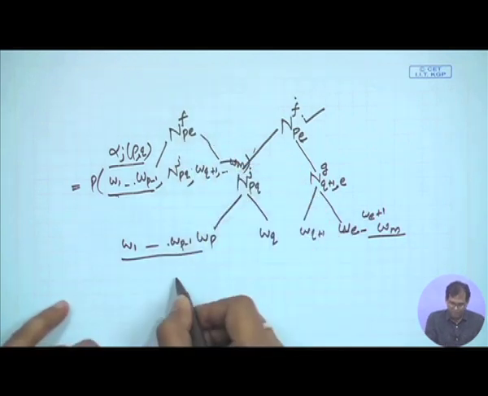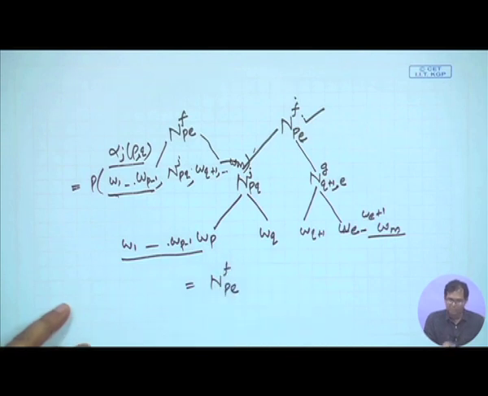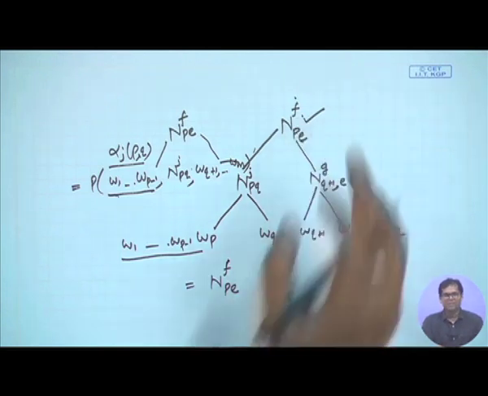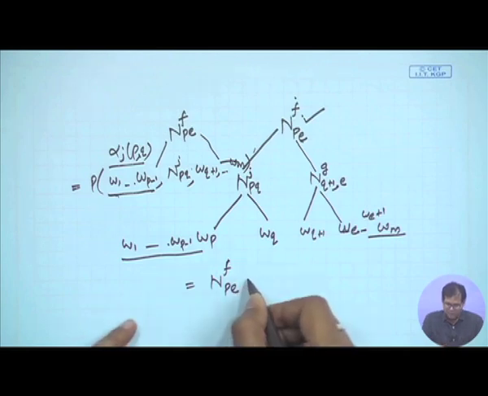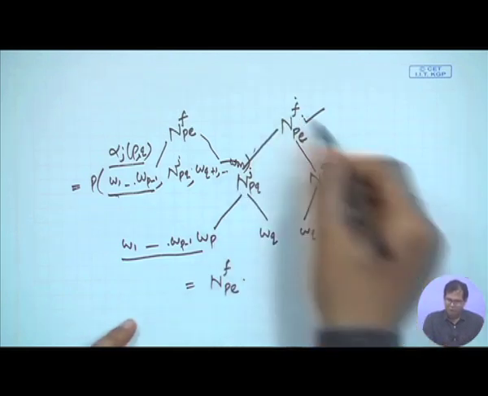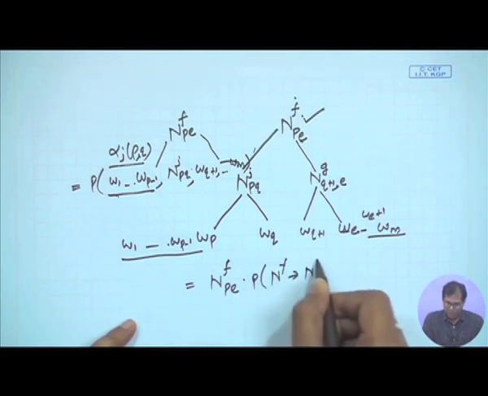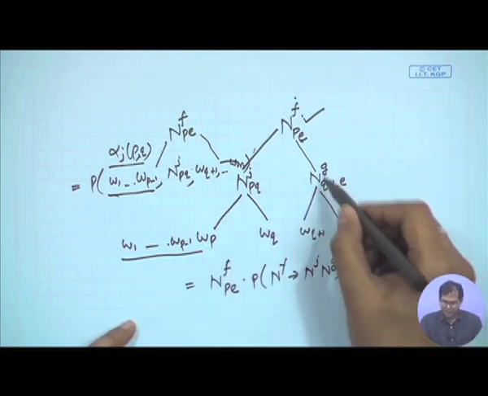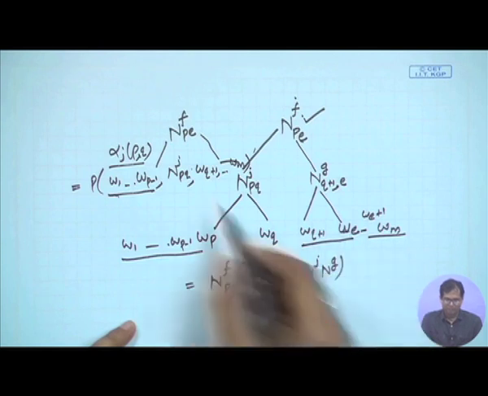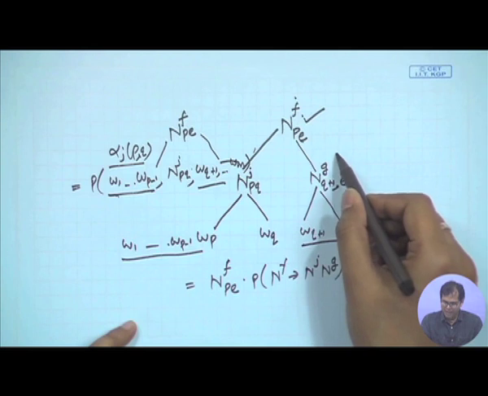I will say this is nf, pe. Although there may be different possible nf, pe's, we will do the summation over that later, times the probability of this rule, probability of nf giving you nj, ng, already we have come here, and this is deriving wq plus 1 to we, because I need these probabilities also. Now how do I write down this expression?